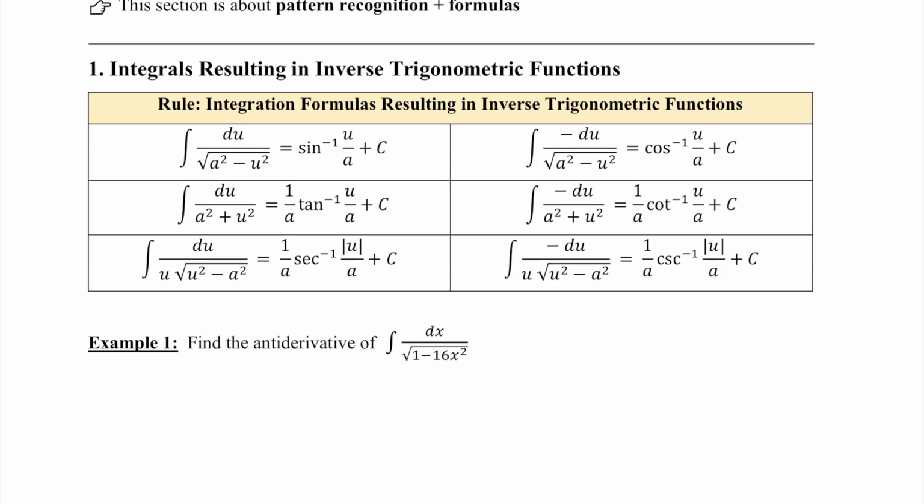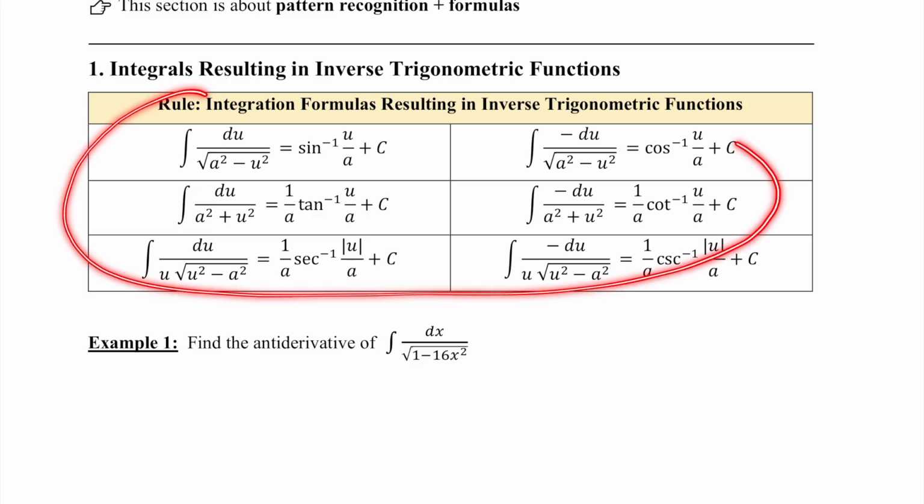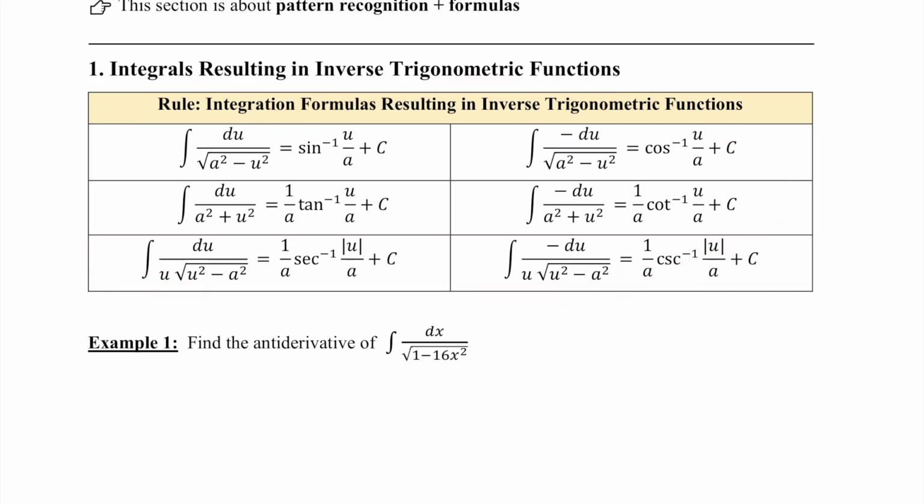Now, let's look at the key formulas. These are patterns you want to memorize or at least recognize. If you see something like integral of du over square root of a squared minus u squared, that gives you sine inverse of u over a plus c. If there is a negative sign in front, then you get cosine inverse instead.